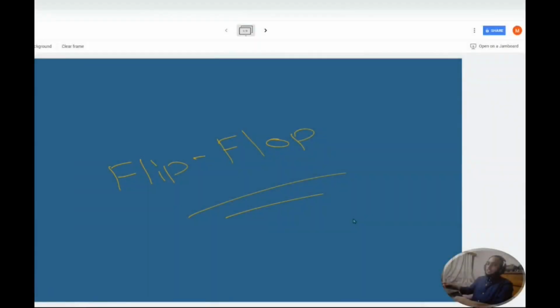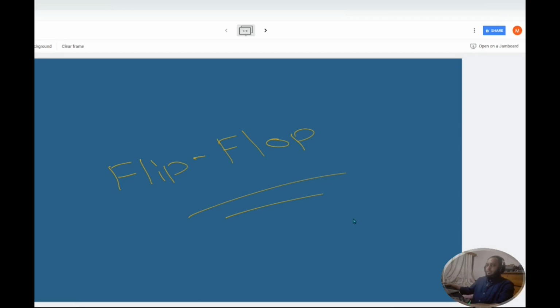Now we know the difference between combinational and sequential circuit. In case of combinational circuit, the outputs depend on the present inputs only, but in case of sequential circuit, the outputs depend on the present as well as previous inputs and also previous outputs. Some examples of sequential circuit can be latch, flip-flop, etc.